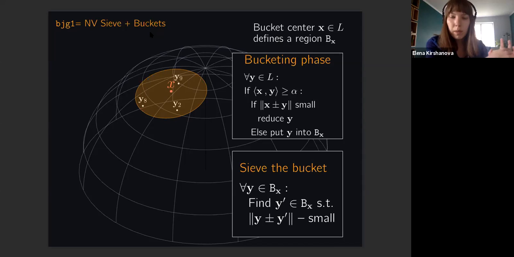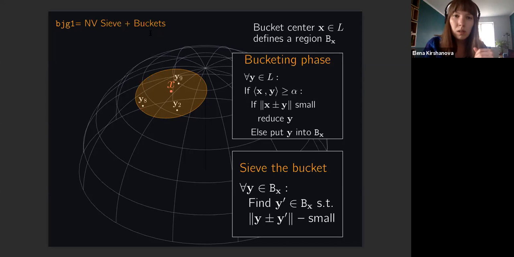So coming back to sieving the bucket, the bucket phase is inside this phase. We run through the buckets, look at each bucket, and try to find pairs which are short between those vectors that are in the bucket. And now the difference from the Nguyen-Vidick sieve is that we do not do the naive two-sieve on the original list, but we do the two-sieve inside the bucket, which is shorter than the original list.